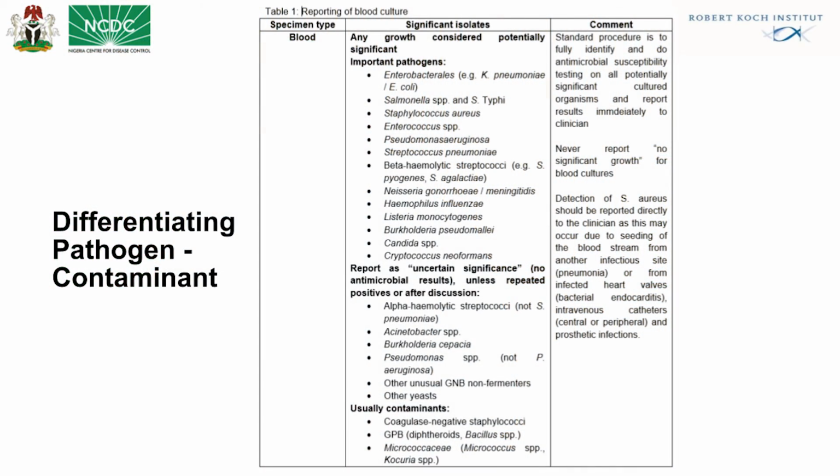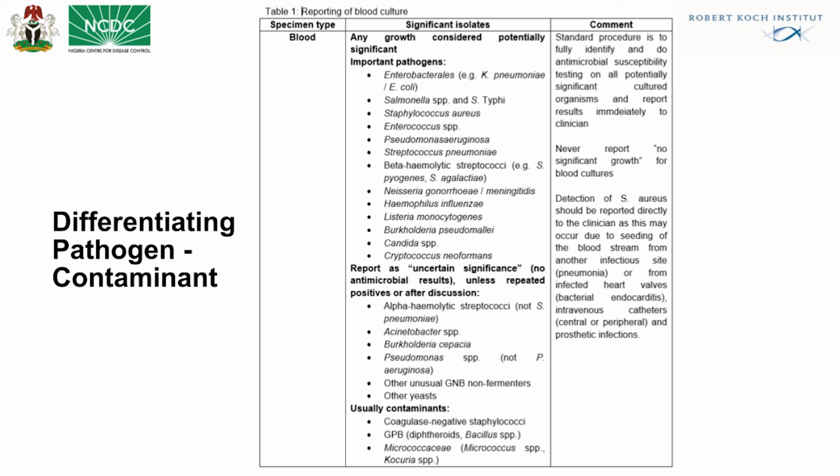And for blood cultures, there are different categories of isolates that are of clinical significance, and this includes the enterobacteriaceae such as Klebsiella pneumoniae, Escherichia coli, Salmonella species such as the typhi, Streptococcus species, Candida species.